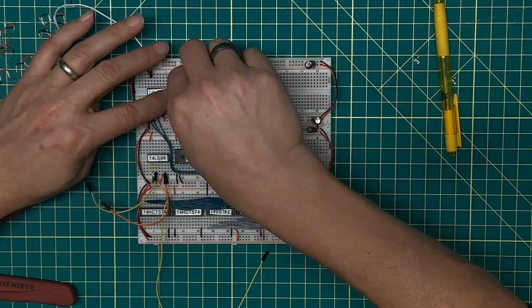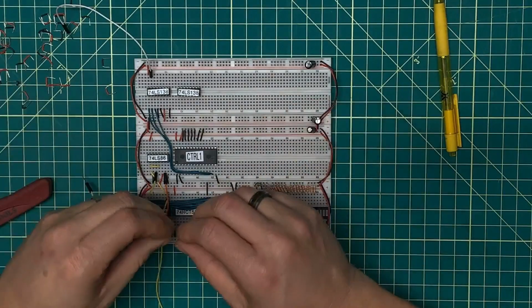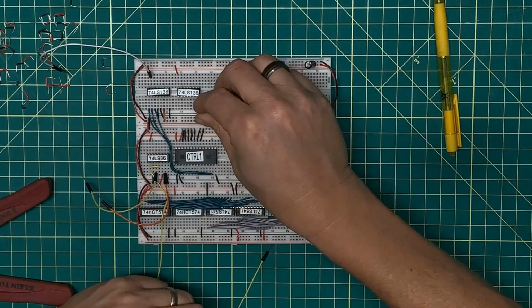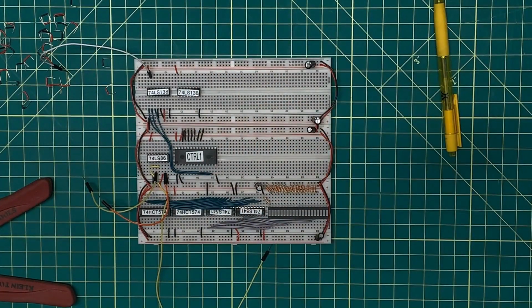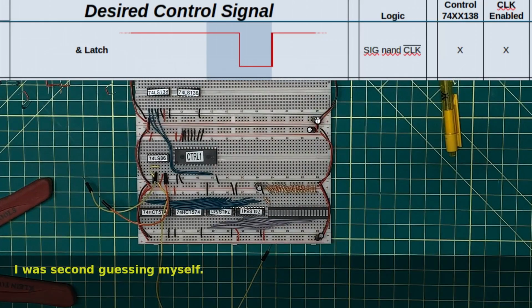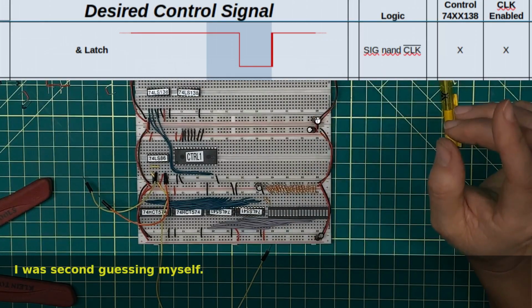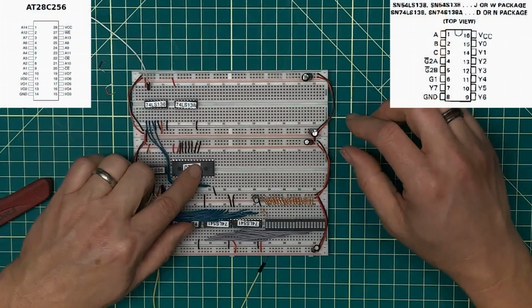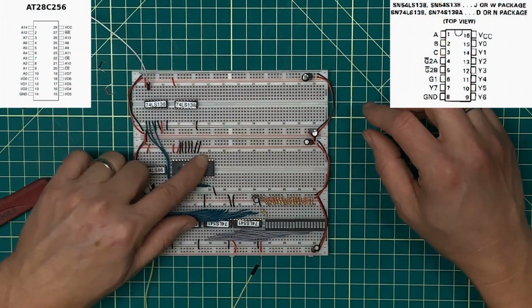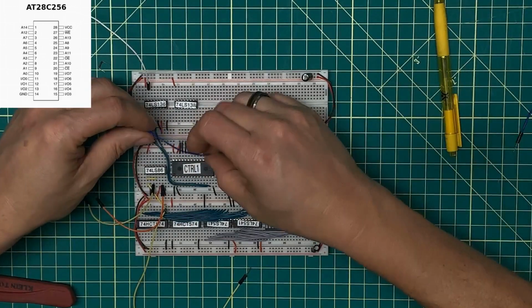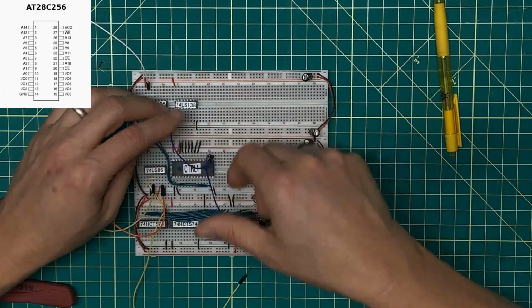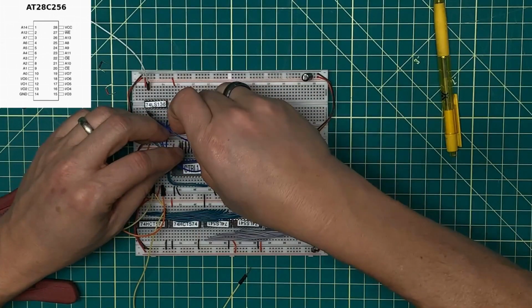Here is another 74LS138. And again, I'll take care of power and ground real quick. And this one I'm going to use for the AND latch signal. I need to bring up my document here. Yes, that's going to be the AND latch signal. And I'm going to take these off the next 3 pins in order here. So I've got bit 0, 1, 2, I'm sorry, bit 3, bit 4, and bit 5.